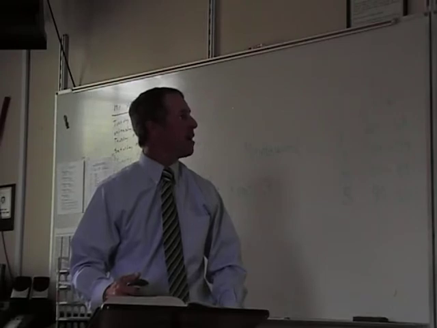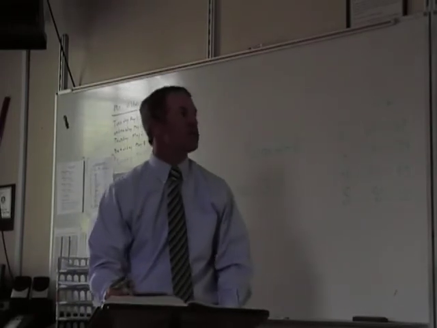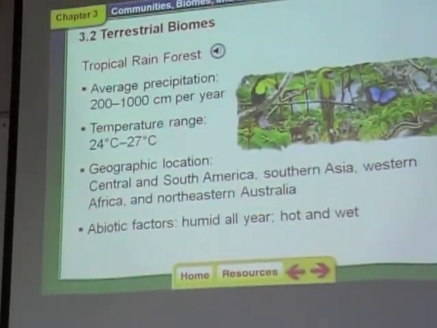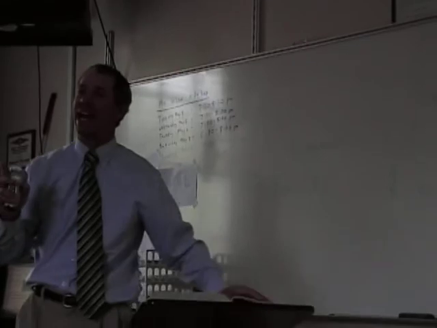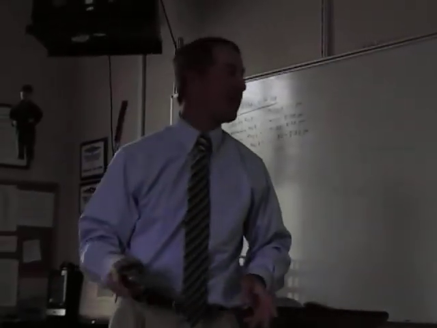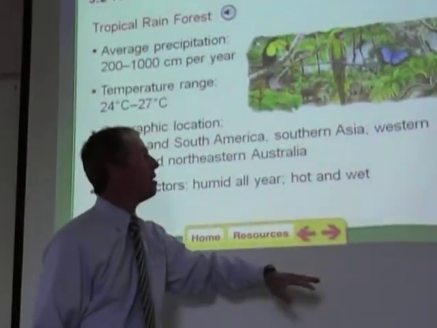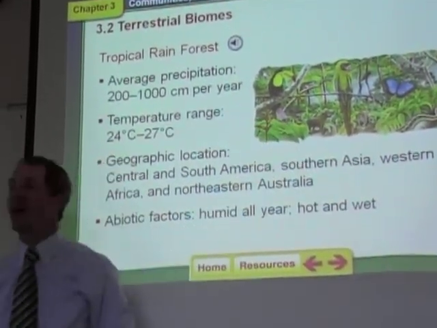And then skip up to the tropical rainforest. This is probably the most famous biome because, number one, it gets the most rainfall and it's hot near the equator. It has the most living species in it. There are more living species in the tropical rainforest than all the other biomes combined.